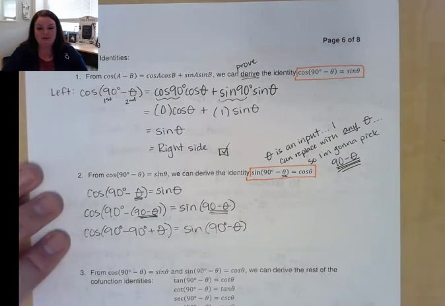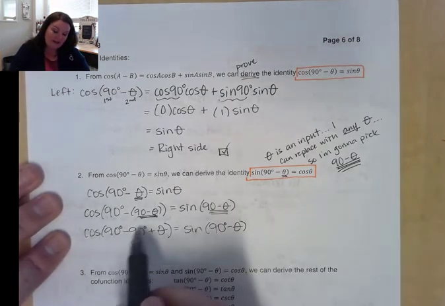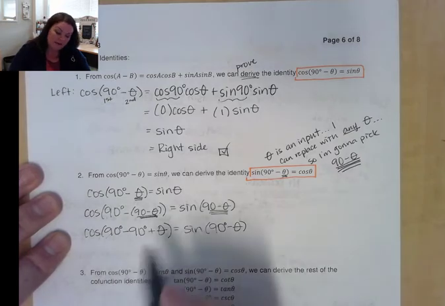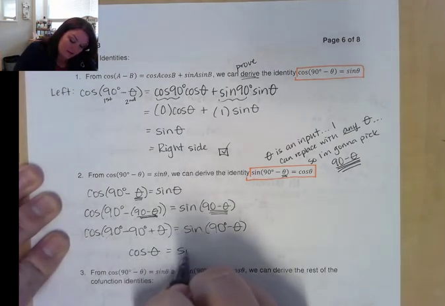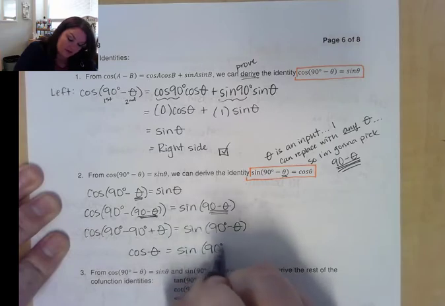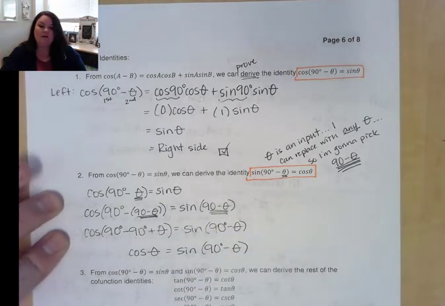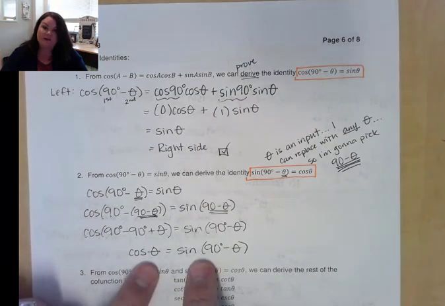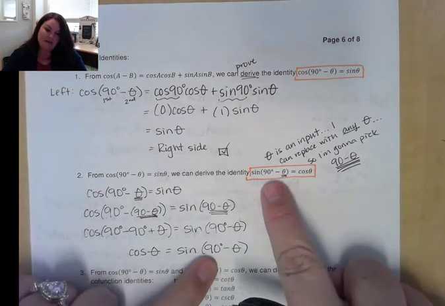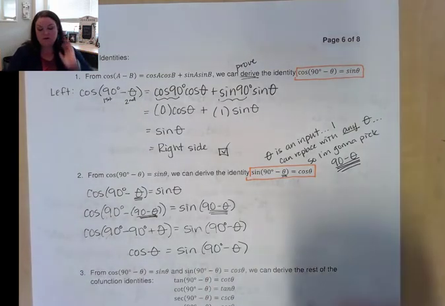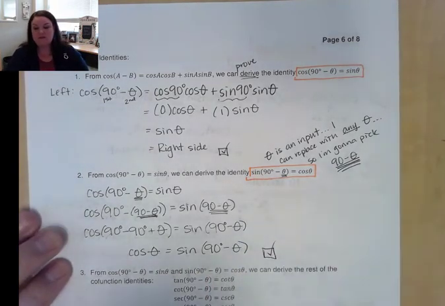And notice what happens on the left-hand side: my 90 degrees combined to 0, right? So I'm just left with cosine theta is equal to sine of 90 degrees minus theta, which is exactly what I was trying to prove, right? That cosine of theta is equal to sine of 90 minus theta. So here we have proved it.